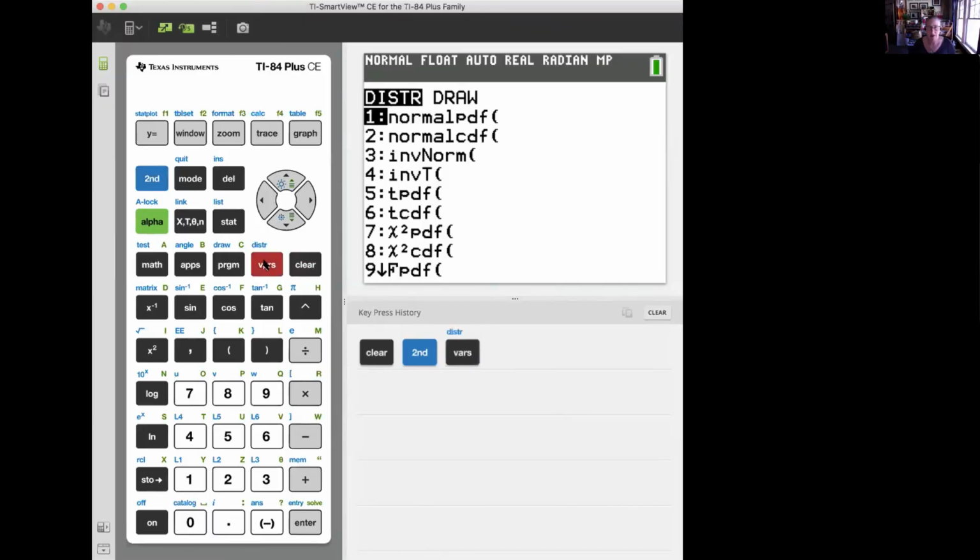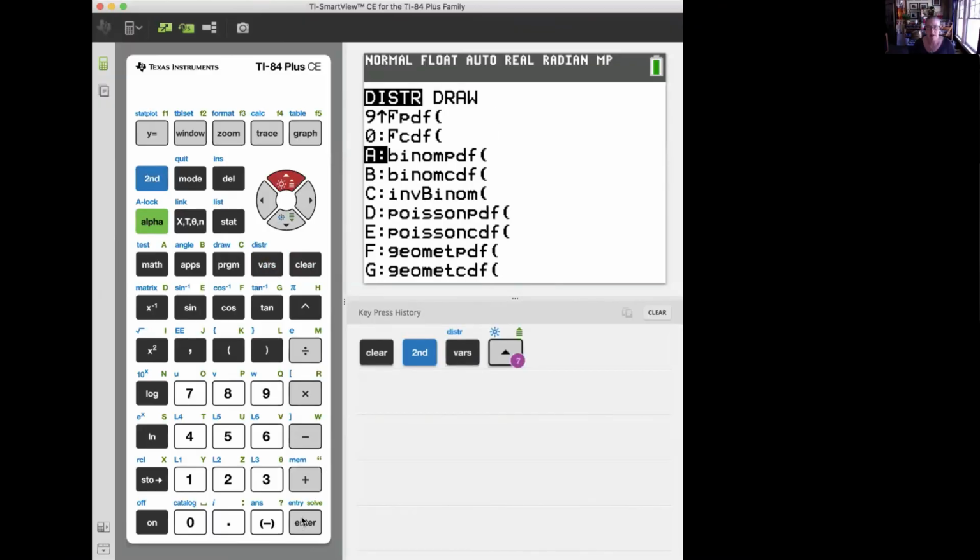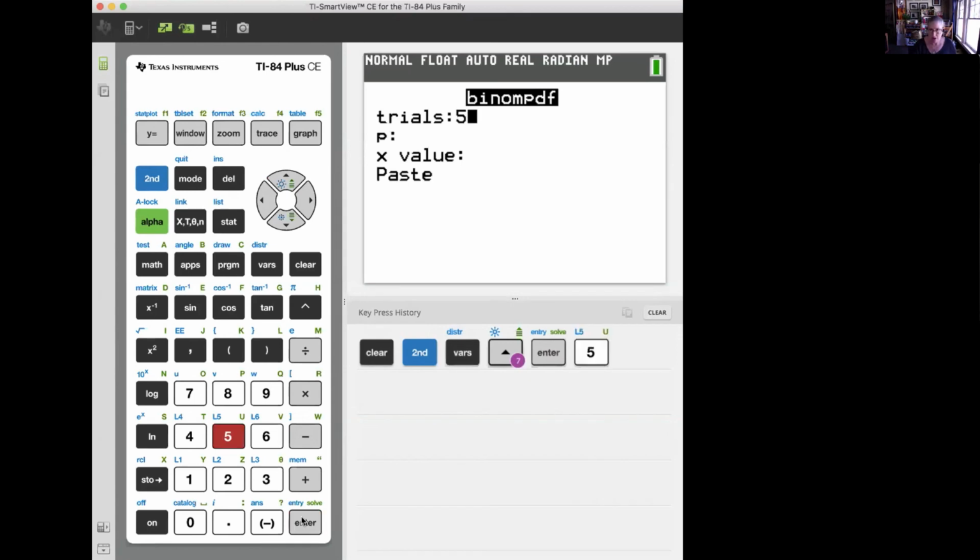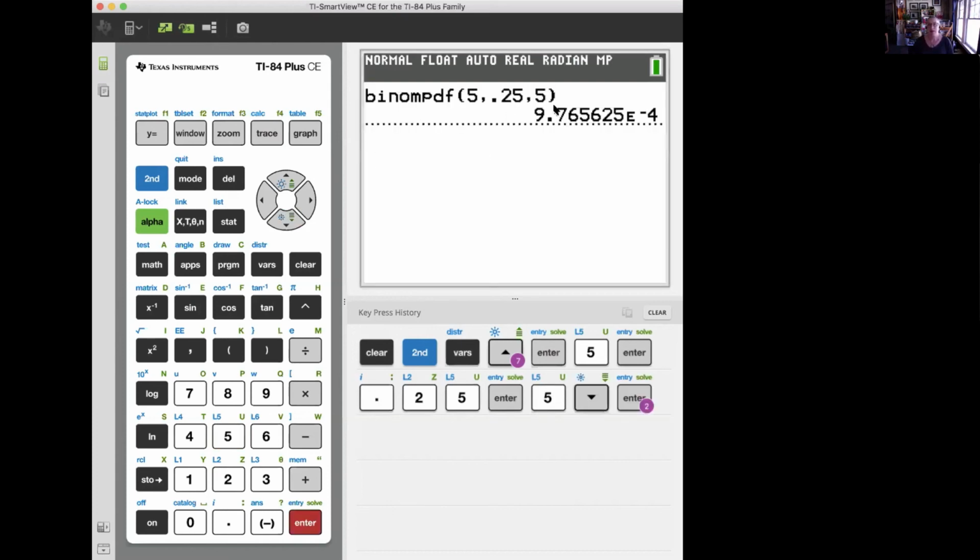Okay, welcome back. Before we leave, I want to show you something about 13A. 13A, that's an exact probability. So we're doing binompdf. So we're doing 2nd Vars, binompdf, and we have 5 trials, 0.25 probability of success, and we want to find the probability of exactly 5 correct. And you see I get this number here.